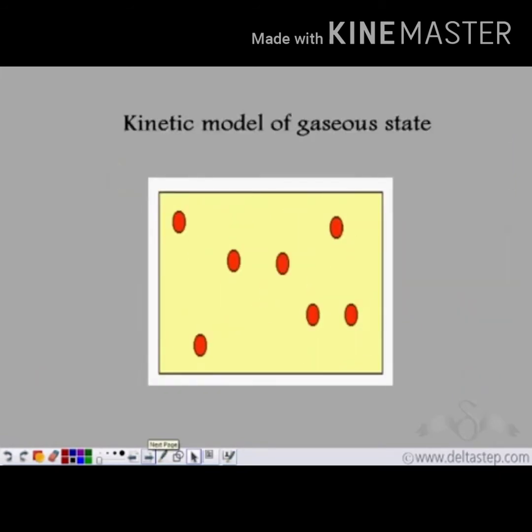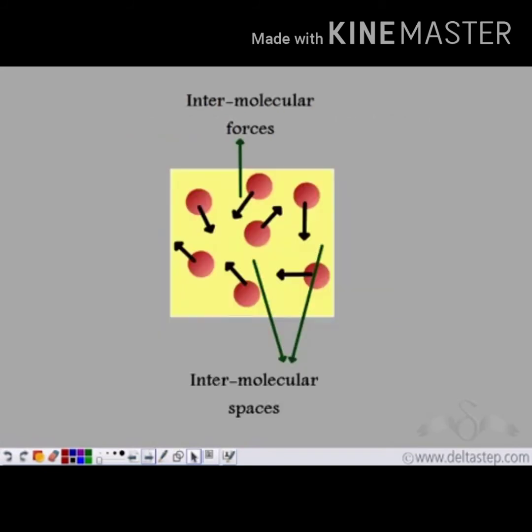Let's see the kinetic model of gaseous state. We know in the gaseous state, the particles are freely moving. The spaces between them are very large. So the intermolecular spaces between the particles of the gaseous state are very large. That is why the intermolecular forces between the particles of matter of the gaseous state are very weak. The gases have a very weak intermolecular force of attraction.